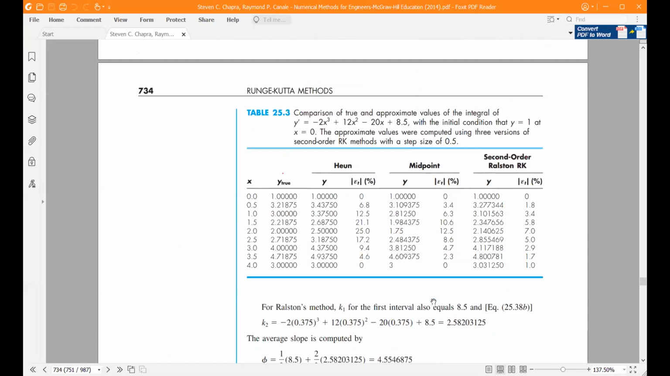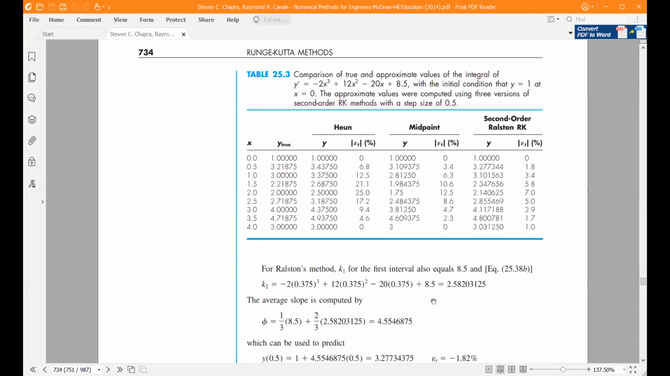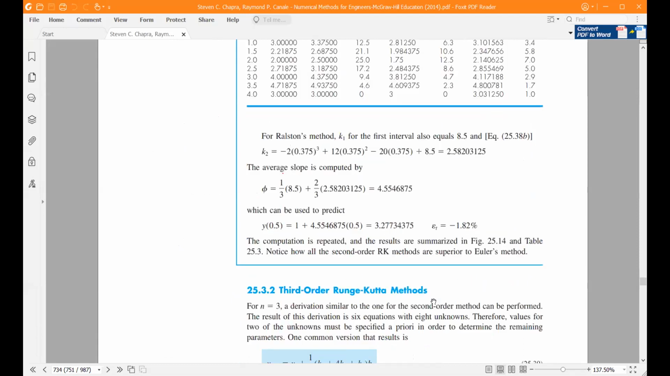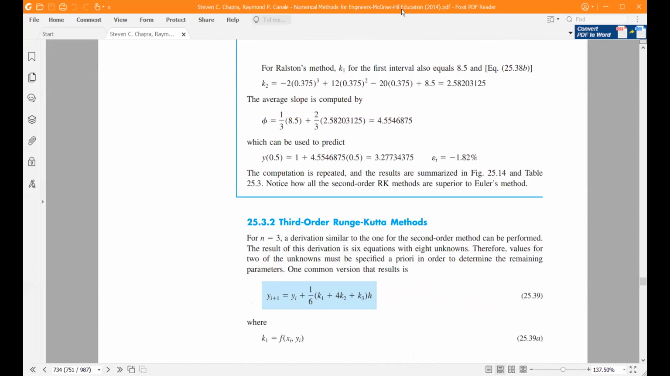Then from the next day, we will be discussing third order and fourth order methods. They are more generally used in solving differential equations. Okay, you stop recording. This is all from my part today.